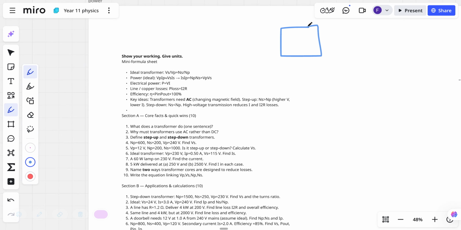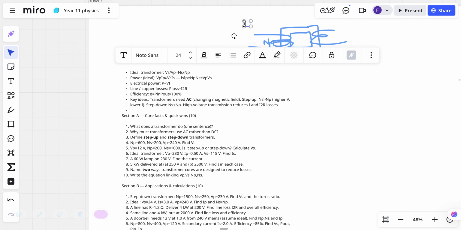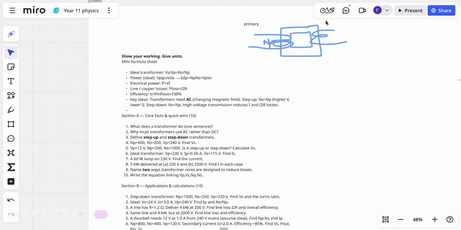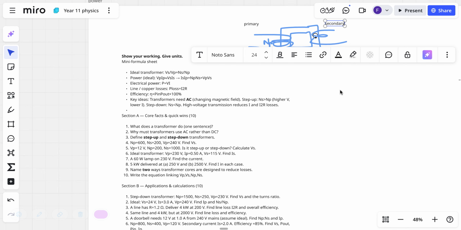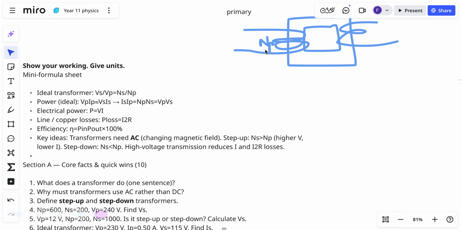This is a transformer. You have coils and coils. This is the number of primary coils. This is your primary side. So let's write that. This is your primary side. Primary going in, secondary coming out.